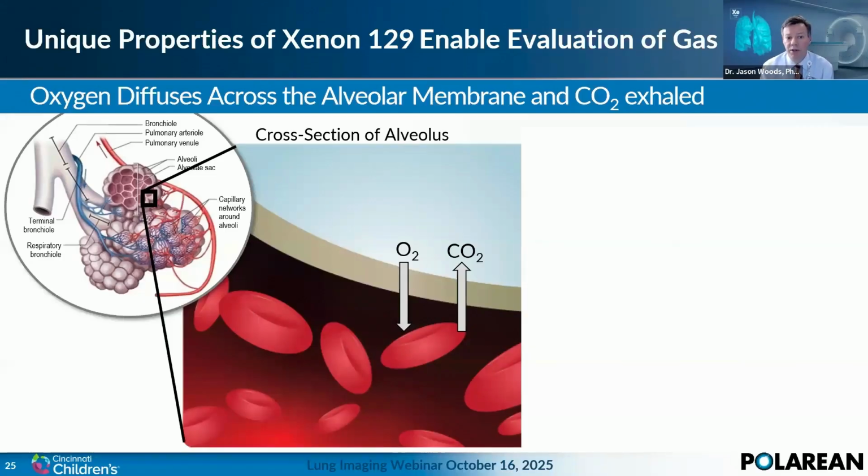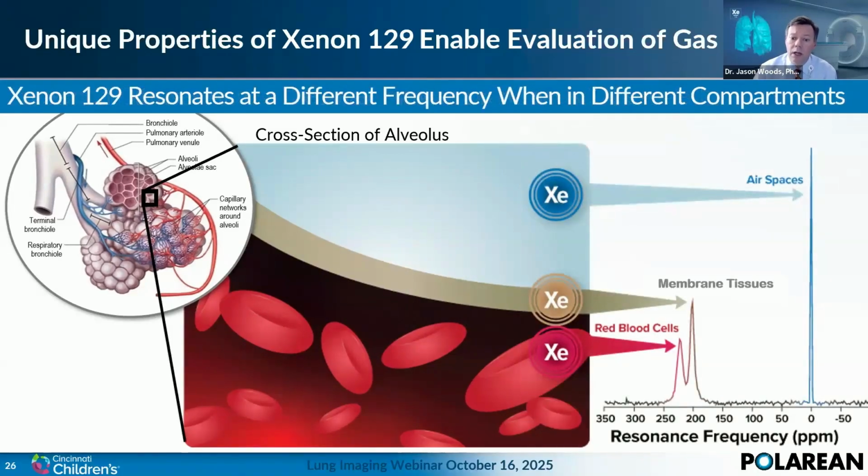So there are unique properties of xenon in the sense that it's a large atom, it's a large molecule, so to speak, and it dissolves ever so slightly in tissue and blood. So if you click the next slide, there are three compartments here. So in an NMR spectrum, xenon can be seen in the air spaces, that's blue, in the interstitium and plasma, those are what we call membrane tissues, and so that's in the tan color, and then separately in the red blood cells, which is red.